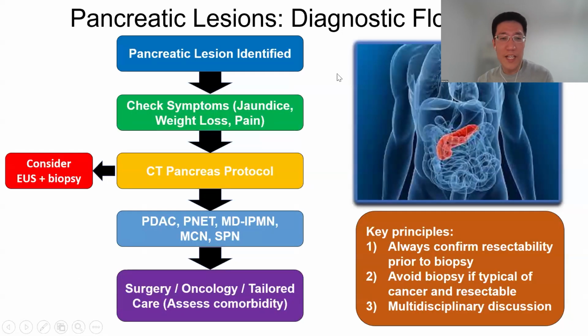So just a quick flow diagram about pancreatic lesions. If you have a pancreatic lesion, you check symptoms: jaundice, weight loss, or pain. Start with a CT pancreas, and we can consider endoscopic ultrasound and biopsy. And if you're found to have any of these lesions, then we should have a tailored multidisciplinary care with surgery, oncology. And for us as pancreas surgeons, the key principle is always confirm resectability prior to biopsy.